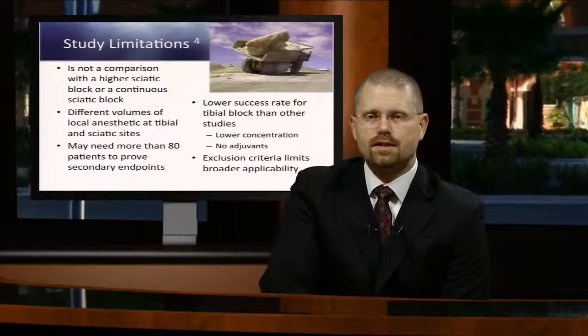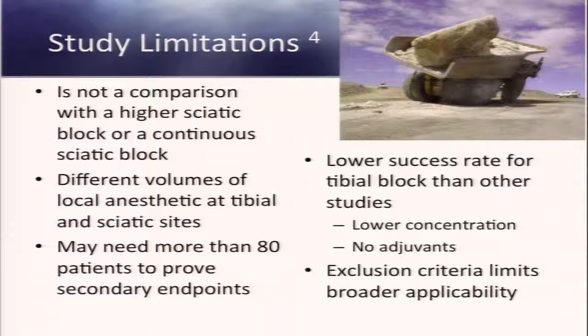There are some limitations to this study. It was a very important study, and I think that it's important to follow up on it. However, it is not a comparison with higher sciatic nerve block or a continuous sciatic block. They use different volumes of local anesthetic at the tibial and the sciatic sites. This makes sense. The tibial nerve has a smaller circumference than the sciatic nerve, and therefore to adequately halo the tibial nerve, you would need less volume.